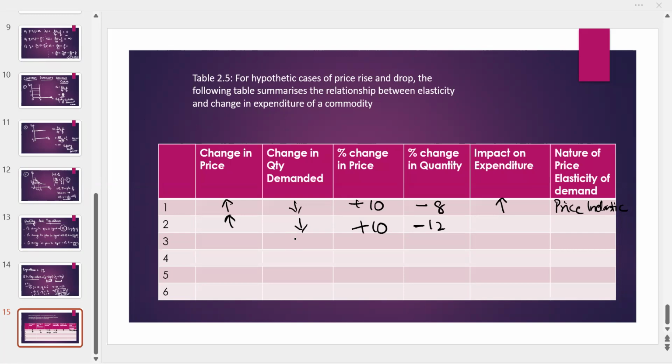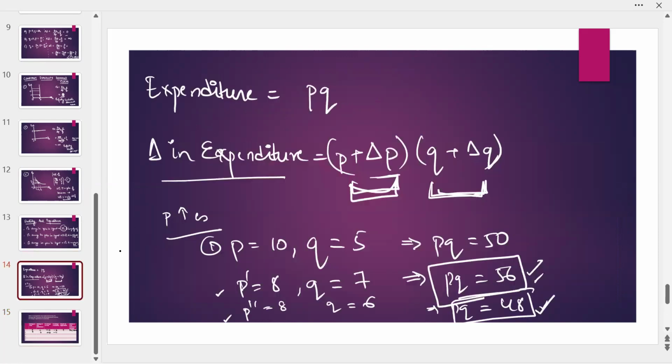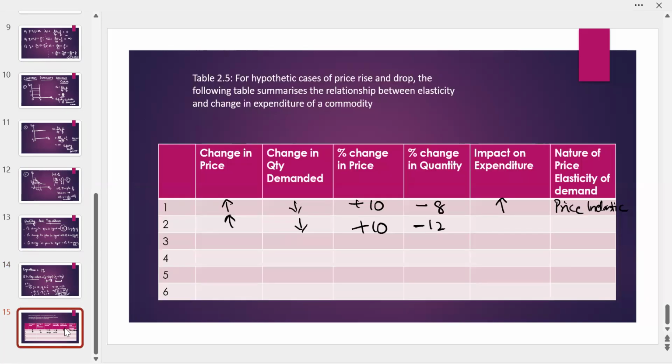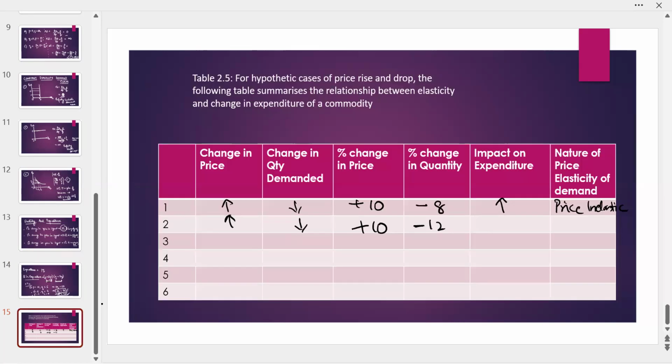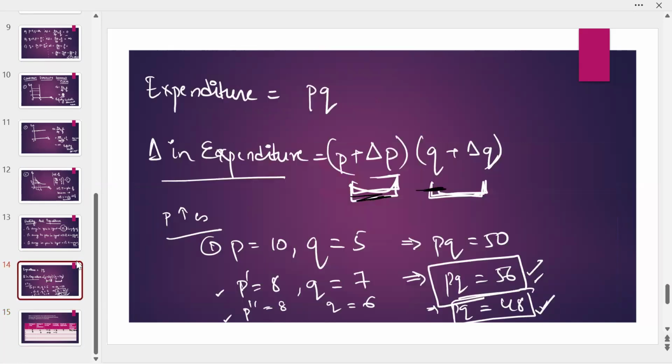This is homework that you can do on your own also. Just put down the values over here, correct? And then see if I have this del P and del Q. So basically it is PQ plus P del Q plus Q del P plus del P del Q. All right. So we want to understand the change in the expenditure.